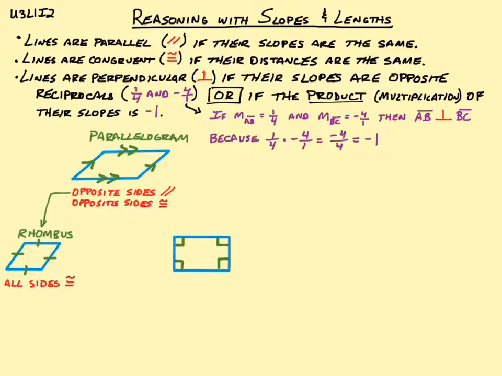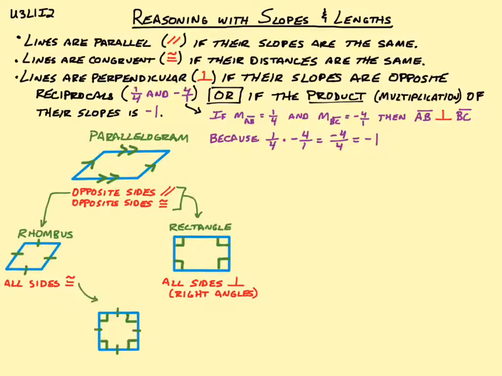If we have this shape here, this looks familiar to everyone, I'm sure, but this shape has opposite sides parallel to each other, opposite sides congruent to each other, and also all sides are perpendicular, which means they all have right angles. And this, of course, is a rectangle. And finally, if we have this shape here where all sides are congruent and all sides are perpendicular, then we have a square.